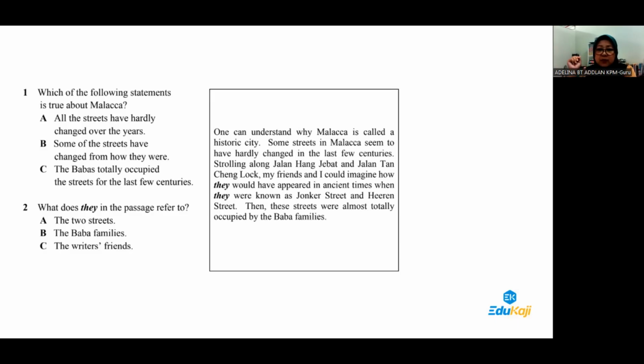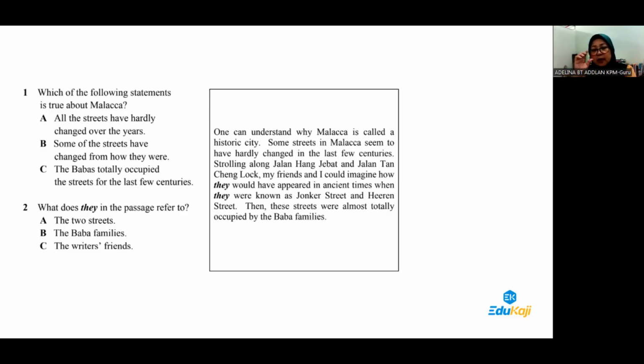Now, one can understand why Malacca is called a historic city. So everyone knows. And some streets in Malacca seem to have hardly changed in the last few centuries. Strolling along Jalan Hang Jebat and Jalan Tan Cheng Lock, my friends and I could imagine how they would have appeared in ancient times when they were known as Jonker Street and Heeren Street. These streets were almost totally occupied by the Baba families. That's the reason why, when you walk past the street, you know the reason for the names. And they could see that in the past and in the present, the streets are actually quite similar.